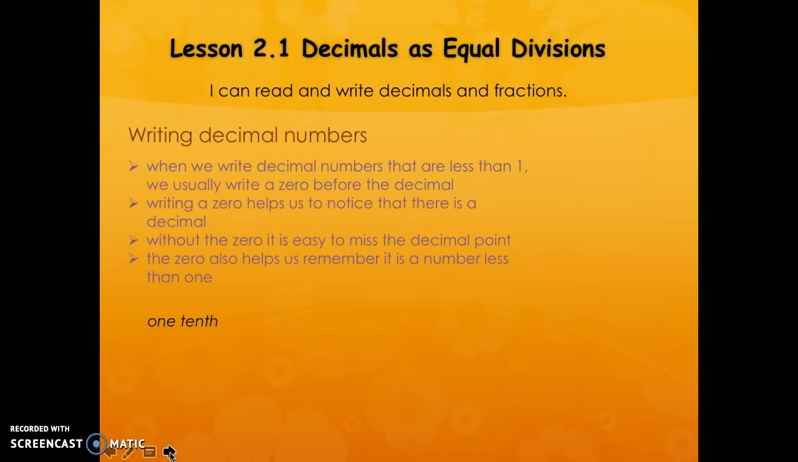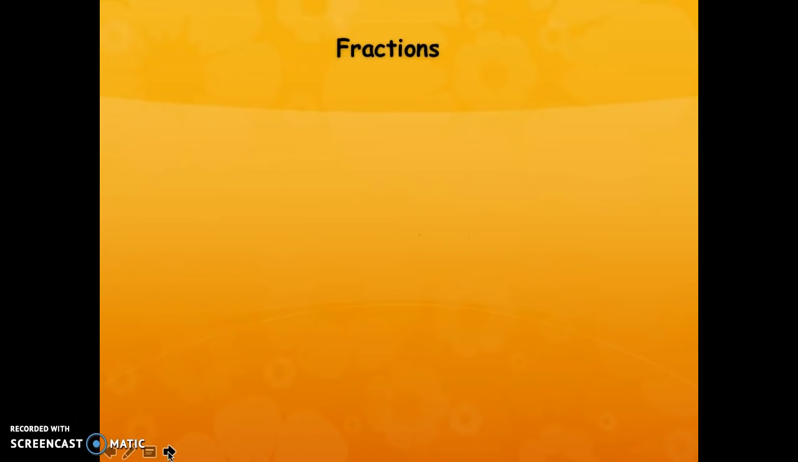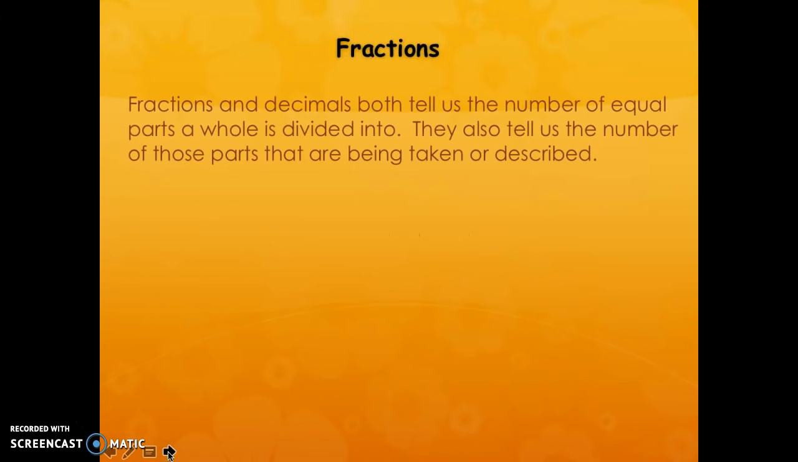So look at this, for example. If we have 1/10 written in words, as a fraction, you guys already know that it looks like this, 1/10. As a decimal, it looks like this. So this is what I'm talking about. We have a 0 in the ones place before the decimal, and then a 1 in the tenths place. So all of those mean the same thing, 1/10. Now, fractions and decimals both tell us the number of equal parts a whole is divided into. They also tell us the number of those parts that are being taken or described.